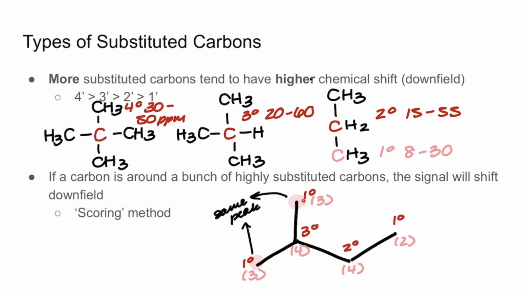And so because of that, essentially it's going to be kind of like a watered down effect from what we discussed earlier. The fact that these primary carbons have a higher score, they're directly attached to more substituted carbons, is going to make it so that they have a slightly higher chemical shift than your primary carbon with a score of 2.